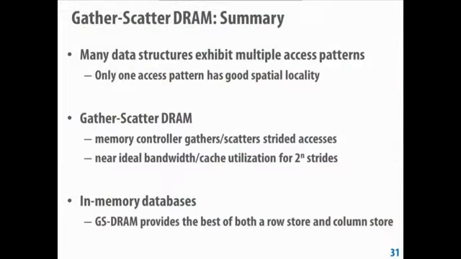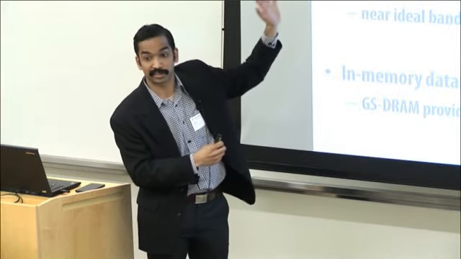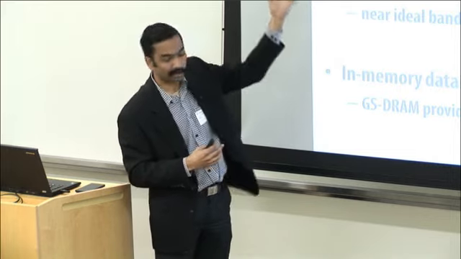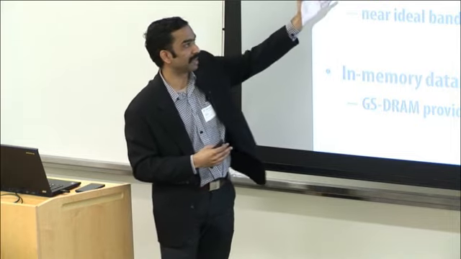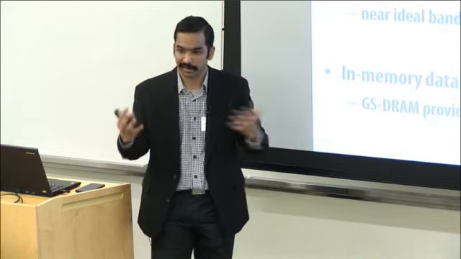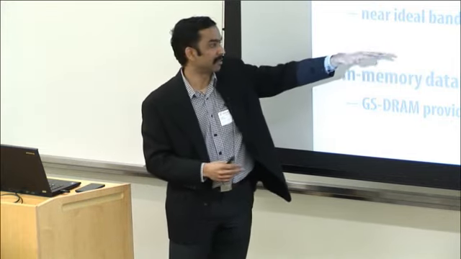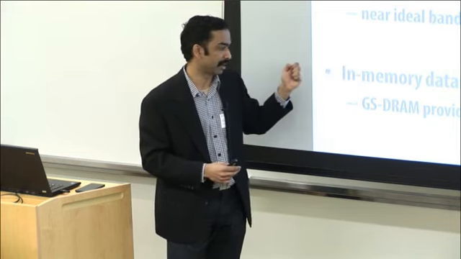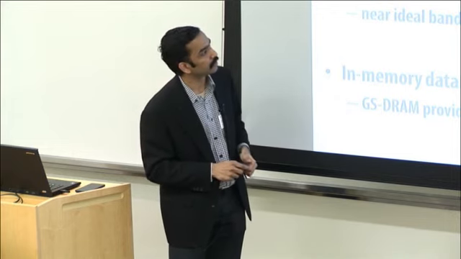Okay. So, just to summarize this part of the talk, there are many data structures. I use in-memory databases, but there are many data structures that exhibit multiple access patterns. And depending on how the data is laid out, only one of them will experience good spatial locality. Right? And we propose gather-scatter DRAM, where the memory controller actually gathers or scatters values with different strided access patterns. And we showed that it can achieve near ideal bandwidth and cache utilization for a power of 2 strides. And I showed an example of an in-memory database where GSDRAM provided the best of both a row store layout and a column store layout.